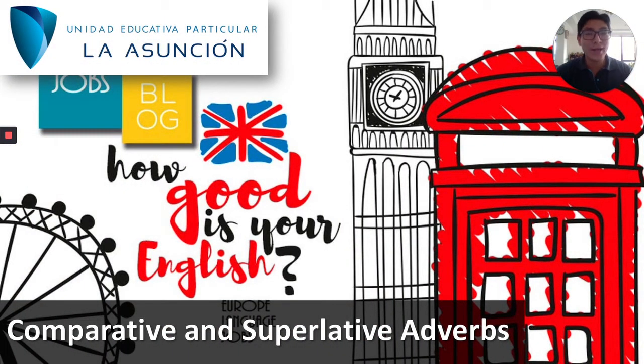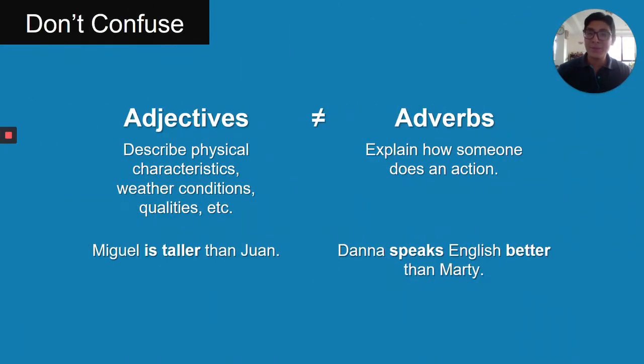So the homework I sent you is about adverbs. Adverbs explain how someone does an action. For example, Dana speaks English better, she speaks better than Martin. Here I am not talking about Dana's beauty. I am not saying Dana is more beautiful. That is a physical characteristic.